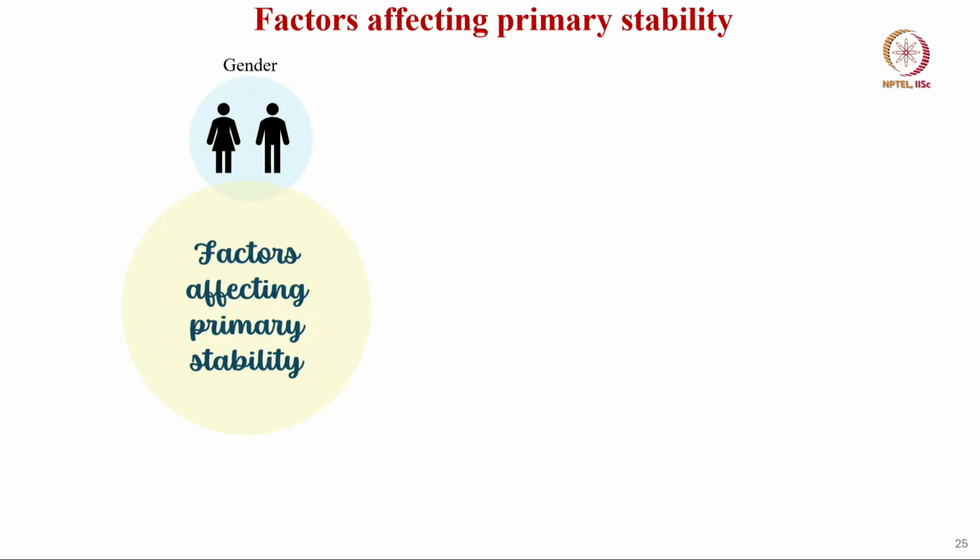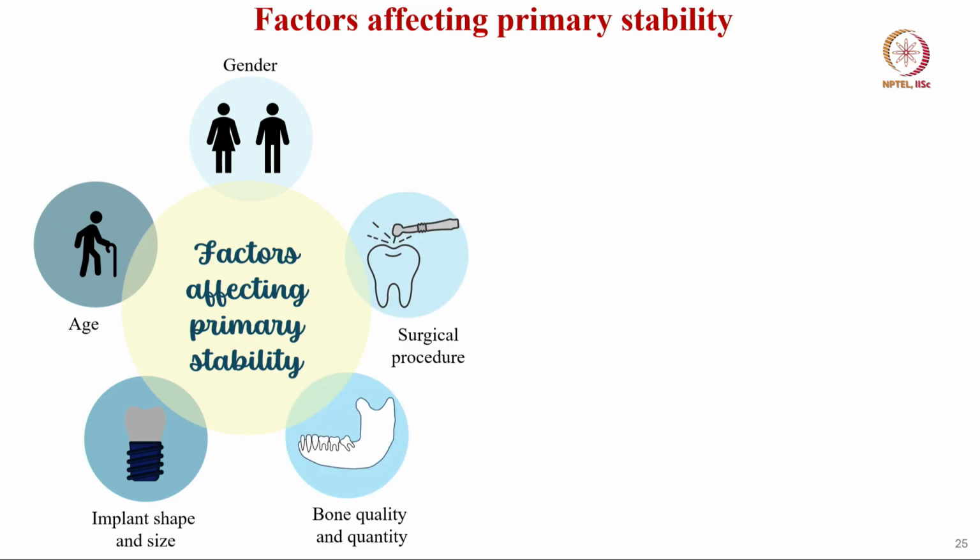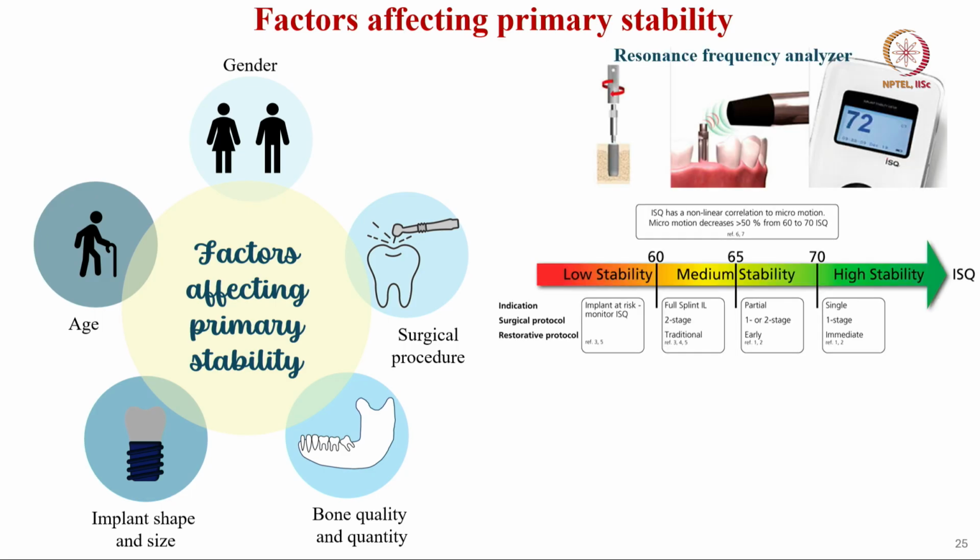So, factors which affect primary stability, just to substantiate more, are certainly gender, male versus female, age is equally important, then implant size and shape, then bone quality and quantity, how much bone there is, and also the surgical procedure, how it has been used.